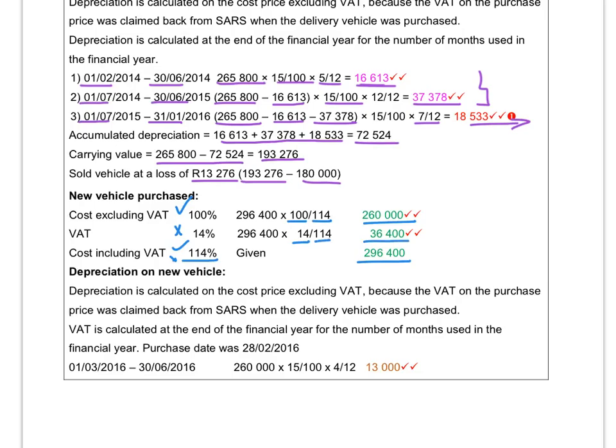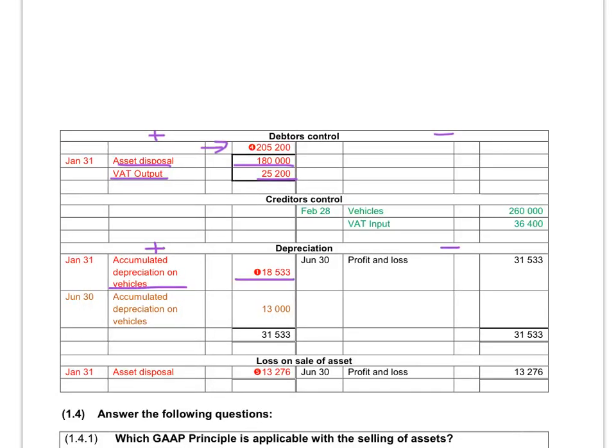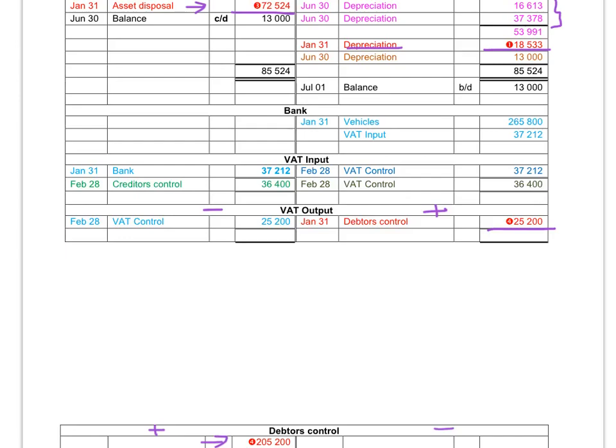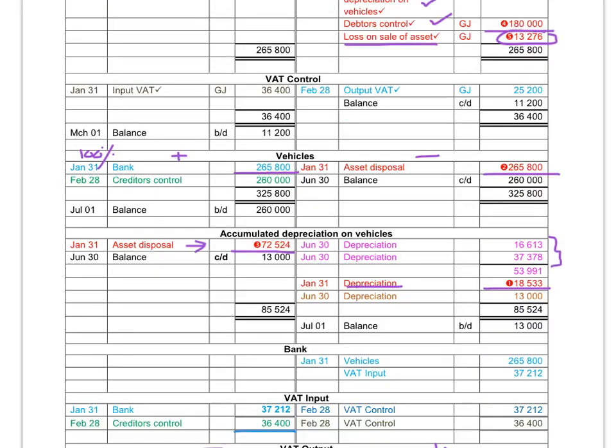So we can claim this 36,400 back from SARS. We bought a new vehicle on credit, so we will increase our creditors on the credit side with the cost price of the vehicle and the VAT input. VAT input will be debited with the amount that we can claim back from SARS. The vehicle account will be debited with the amount of the cost price of the vehicle excluding the VAT, indicating that the creditors control account was credited with this amount.